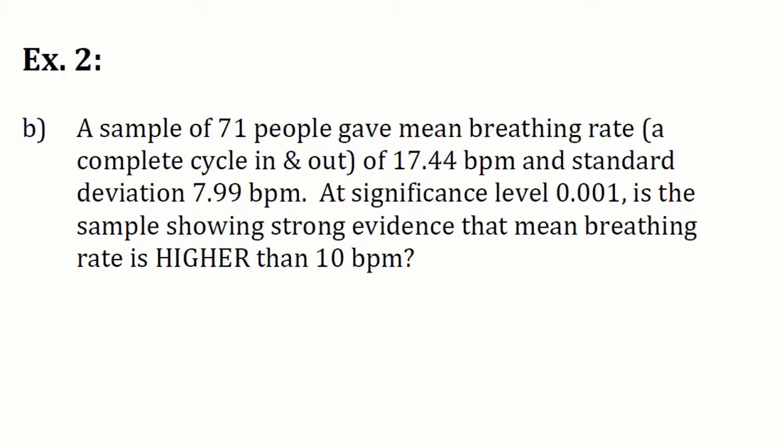Same example. Let's now look at part B. A sample of 71 people gave mean breathing rate, again a complete cycle in and out, of 17.44 breaths per minute and standard deviation 7.99 breaths per minute. So obviously this sample is exactly the same sample as we have done in part A of our same example here. At significance level 0.001, is the sample showing strong evidence that mean breathing rate is higher than 10 breaths per minute.